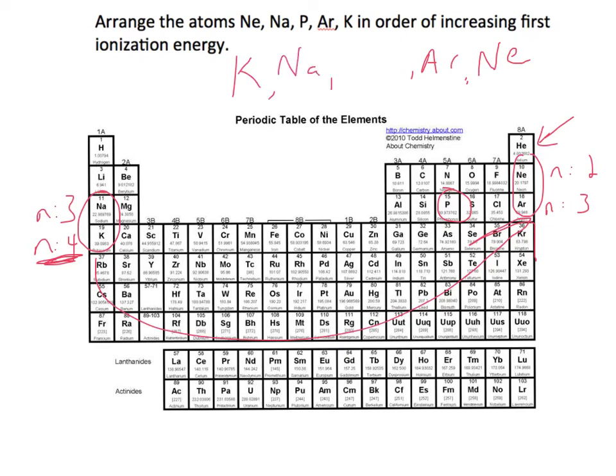Phosphorus is in the middle, okay, and it's going to have an ionization energy somewhere in between both sets, and so it's in the middle.